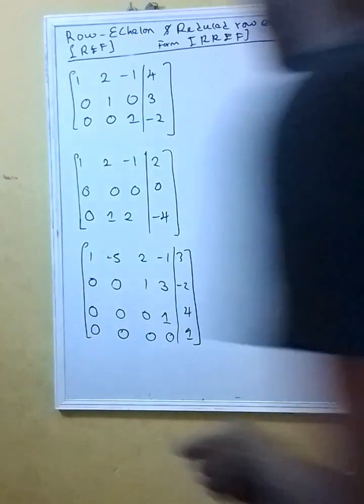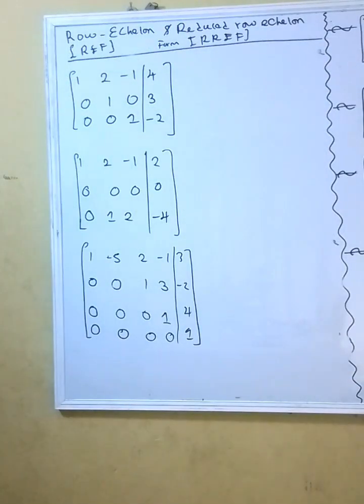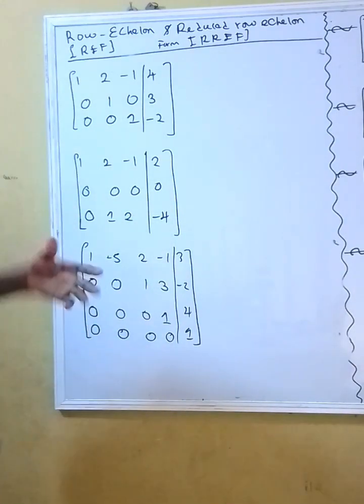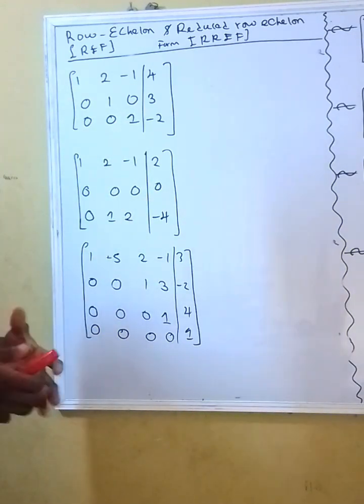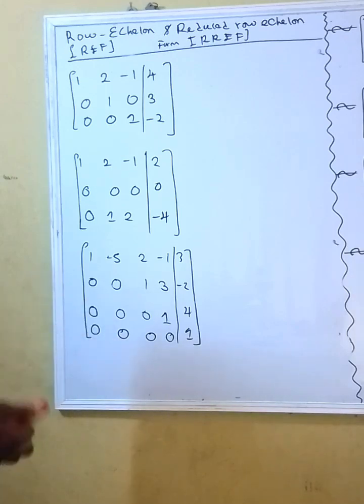Alright, so now if you look at this, we want to check it out. You can pause the video and try it out and see if you can get which one of these is in row echelon form and which one is not in row echelon form. That's what we want to check for this. We have to use the properties that we have laid down to understand and identify the ones that are in row echelon form.